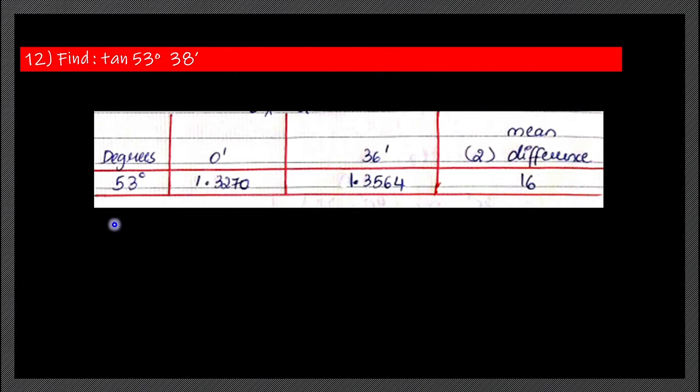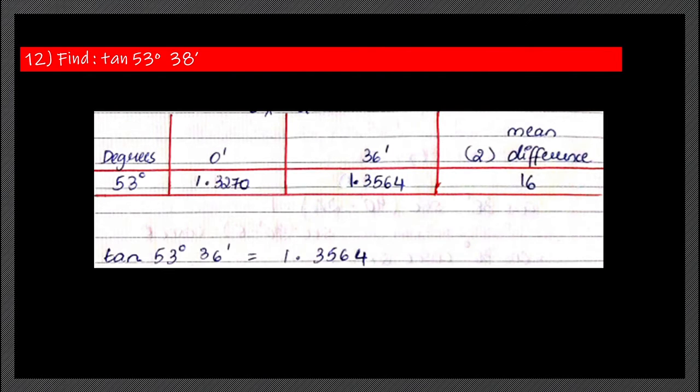Next, tan 53 degrees 38 minutes. So we will move ahead with the natural tangents table. Over there, under the degrees column 53 degrees and under the minutes column 36 minutes, because 36 is closer to the 38 minutes. How many minutes should be added? 2 minutes should be added. So let's see 2 minutes over here. And then what is the mean difference? Under 2 minutes, it is 16 for 53 degrees.